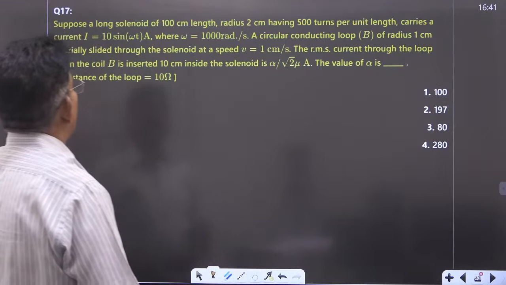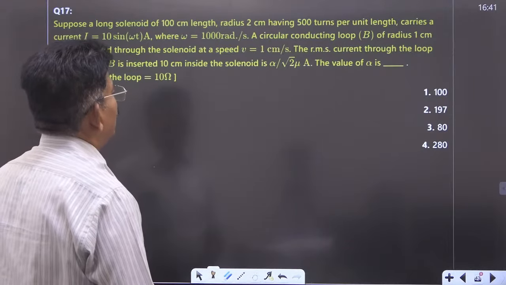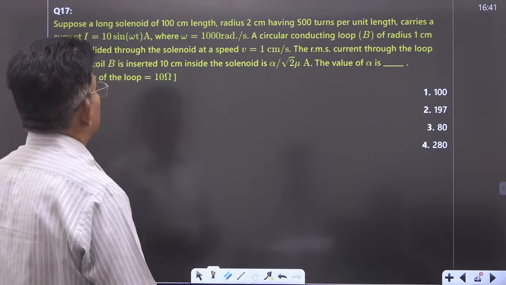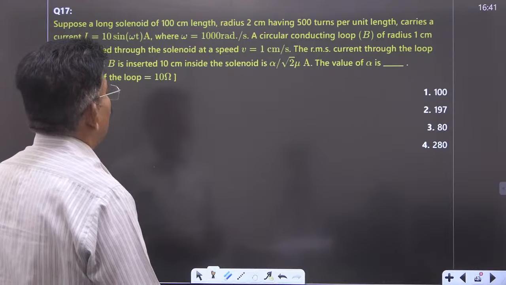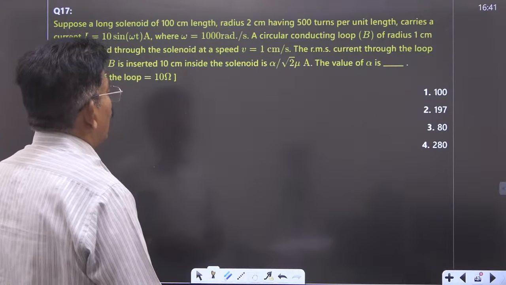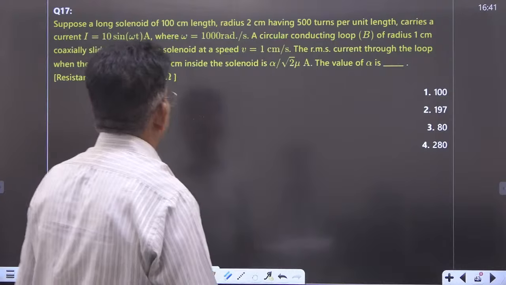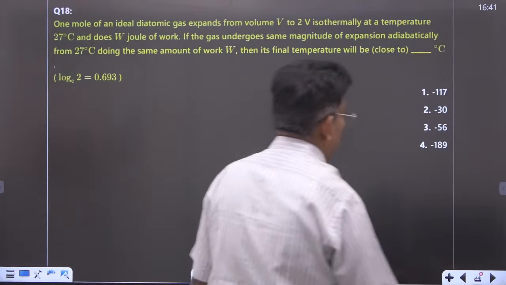Next question. I'm leaving it because it is a very lengthy question, so it will be taking a lot of time. So for the time being, I left it. I go to the next question.